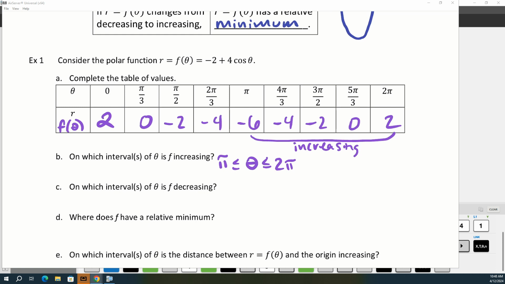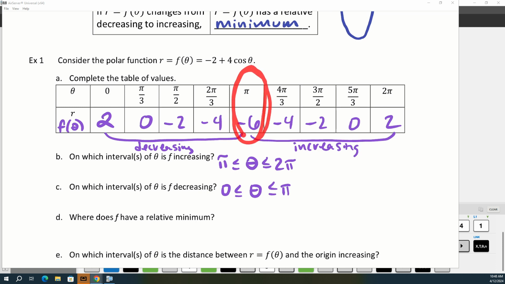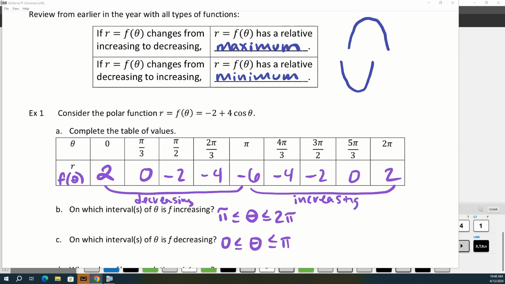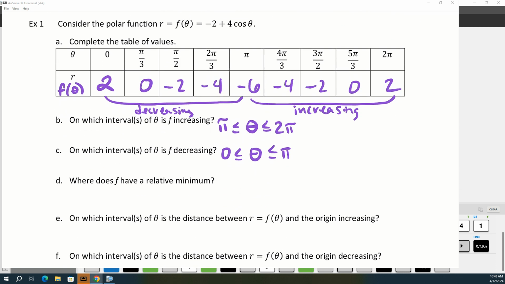All right, and then the R values, or the F, is decreasing from 0 less than or equal to theta less than or equal to pi. All right, so at this point right here, the function changes from decreasing to increasing. So what should be there? Relative minimum.